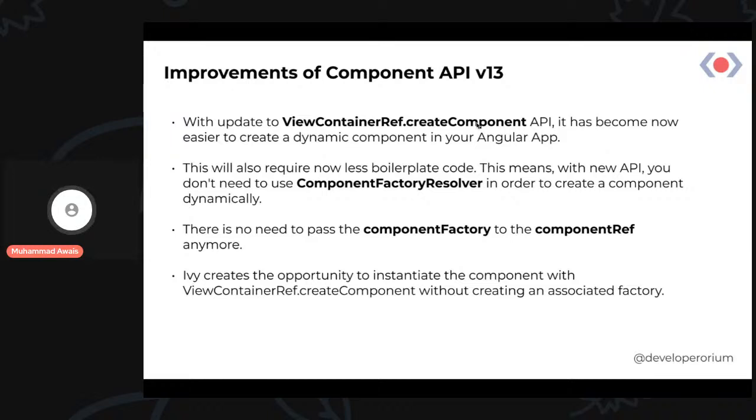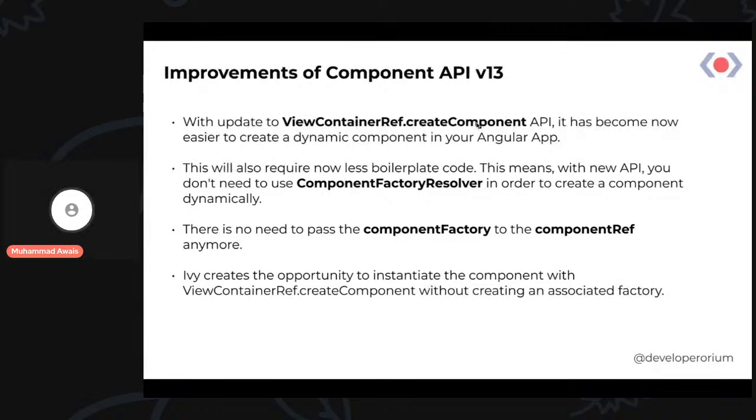We don't have to adapt the component factory resolver, and we don't have to pass the component references towards component factories. So yeah, that's been very easy. So Ivy creates an opportunity, so we can use the view container reference's createComponent. Without creating an associated factory, we can dynamically load our components. So this is how Angular v13 enabled that.